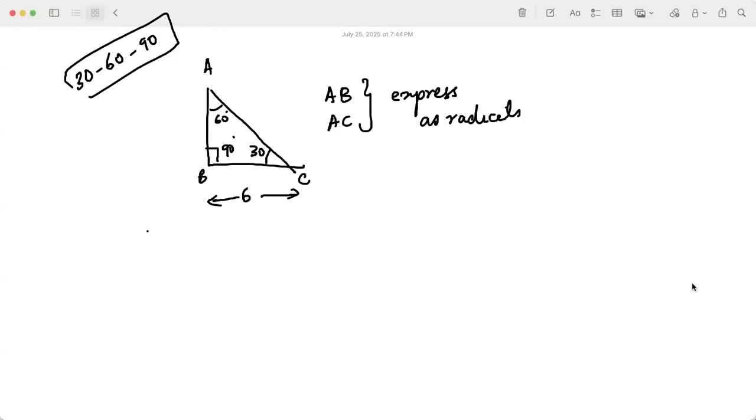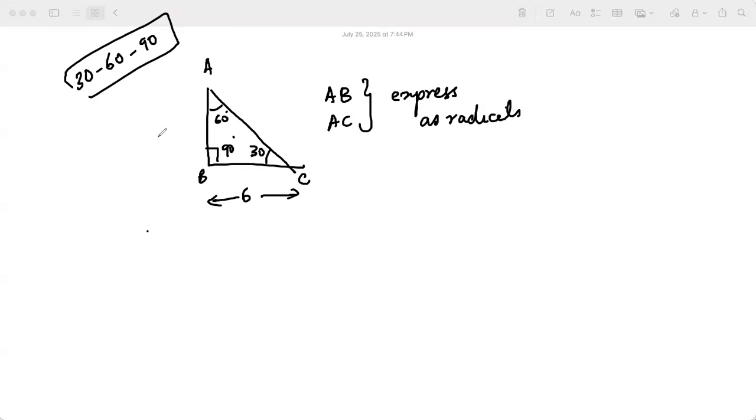AB. Johan, have you written it right? How come you got a square root of 11, Dhruv?